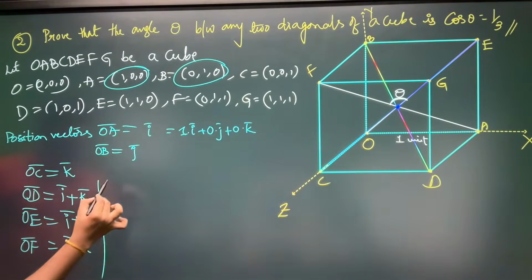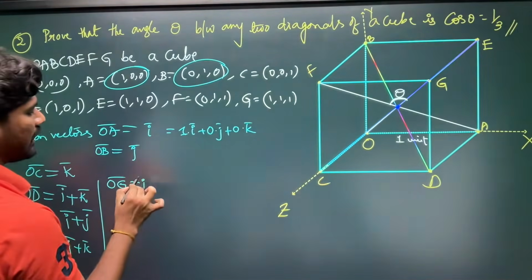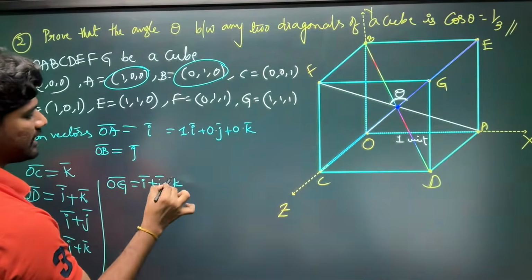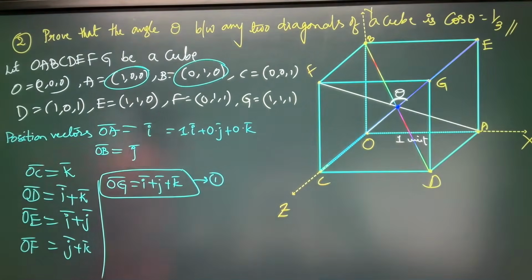Similarly OG bar. You know OG, Pawan Kalyan's movie PK. OG bar is equal to I bar plus J bar plus K bar. This is the first diagonal. Take it as equation number 1. That is a position vector as well as a diagonal.